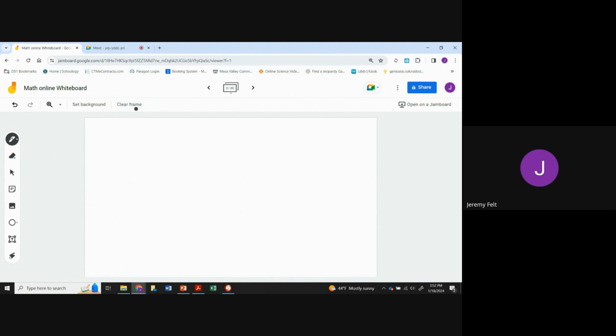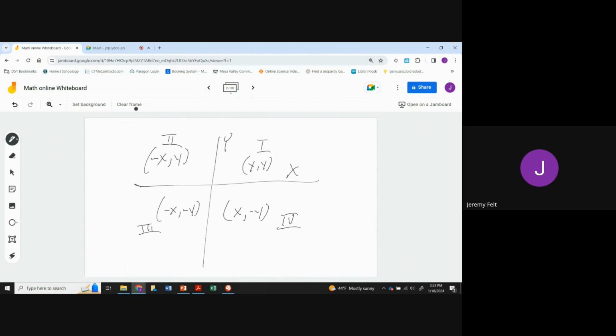Other things I wanted to add. So y is vertical, x is horizontal. We call this the first quadrant. x and y are both positive. Over here, x is negative, y is still positive. This is the second quadrant. This is the third quadrant down here. Over here, x and y are negative. And then over here, x is back to being positive, but y is still negative. And this is the fourth quadrant.